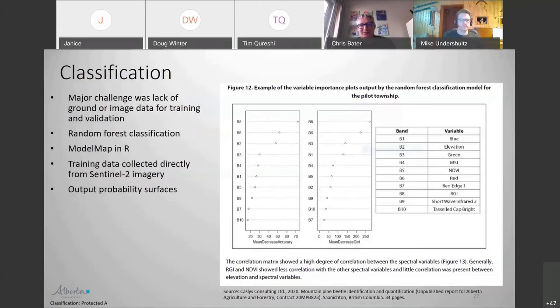What we were able to do is take that probability surface and threshold it appropriately to maximize our accuracy. One of the outputs of the random forest classification is a measure of variable importance. For this work, the red-green ratio and, not surprisingly, the red band were probably the two most important predictor variables that went into the classification. So next slide, please, Mike.